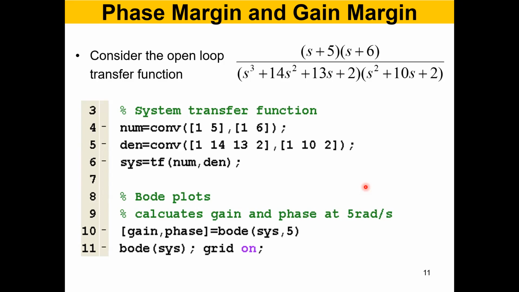So I have a block here. You can call it a block or a transfer function. It's an open loop transfer function for which we want to close the loop and design a controller, let's say. So this is a complicated transfer function: s plus 5, s plus 6, two zeros there. And look at the denominator. It's a third order polynomial and a second order polynomial. So there are 5 poles here.